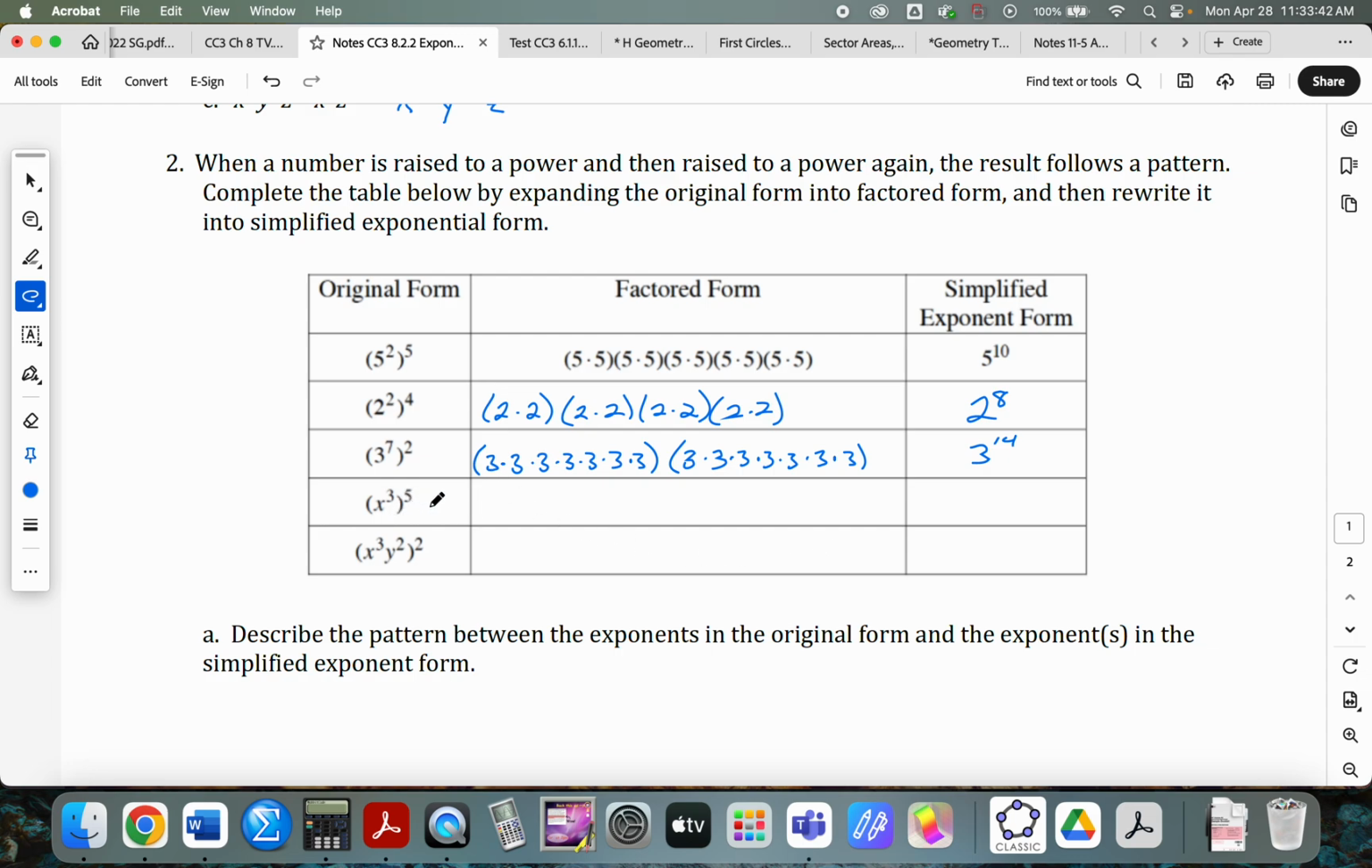Here we've got x cubed raised to the 5th, so that's x cubed times itself 5 times. So it's x times x times x, and we're going to have 5 of those. Don't write too big or you'll never get them all in here. So how many total x's do we have multiplied times each other here? 15.